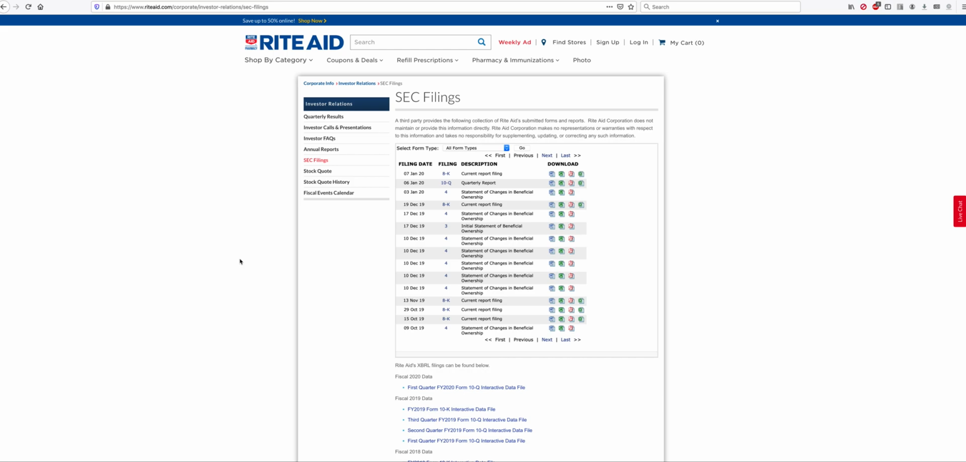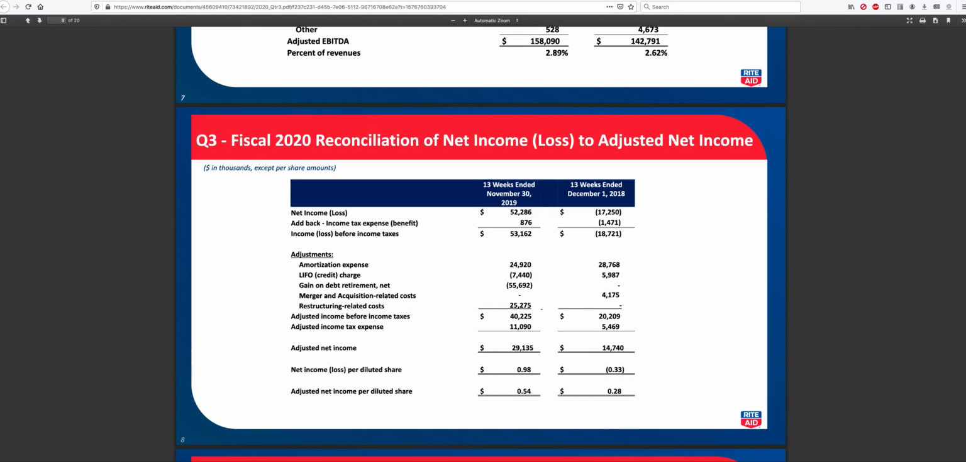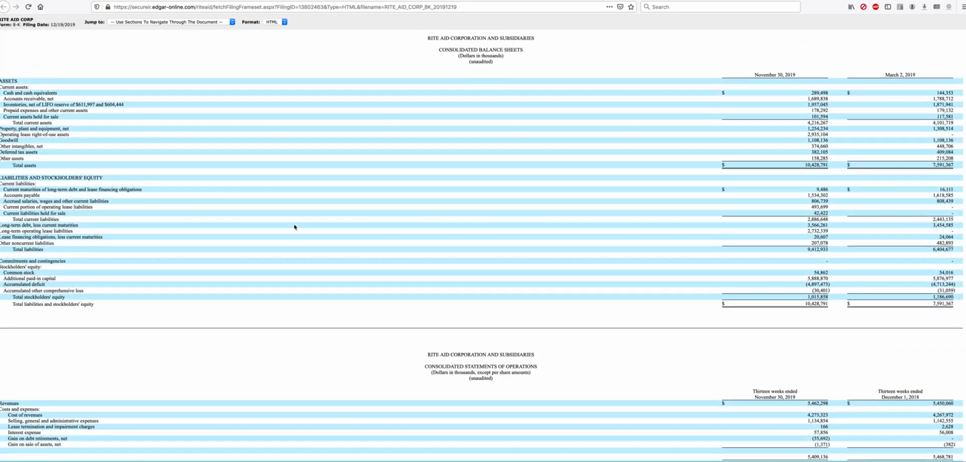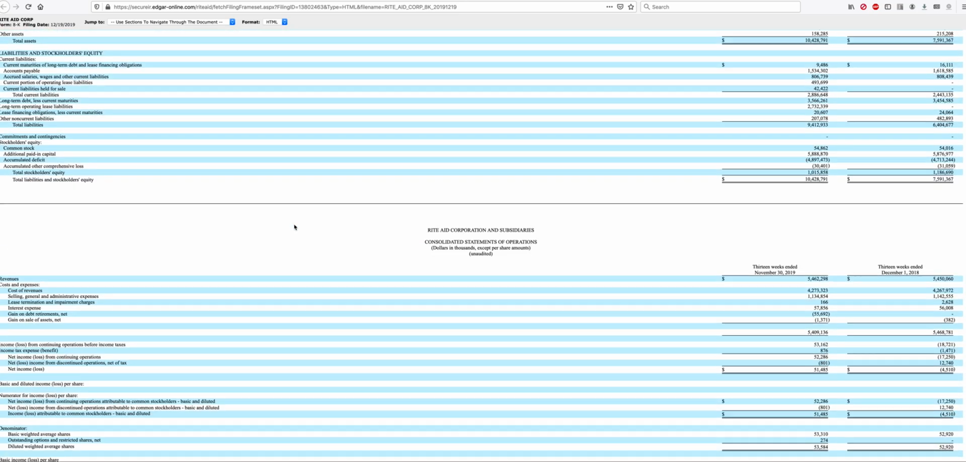So you want to read the 8K, which is going to be like unscheduled changes. And the 10Q we talked about before: they're going to release 3 10Qs, and then they're going to release an annual report with the 10Q included. So here is the 8K. You may want to read that because we understand that they have some balance sheets included in that.